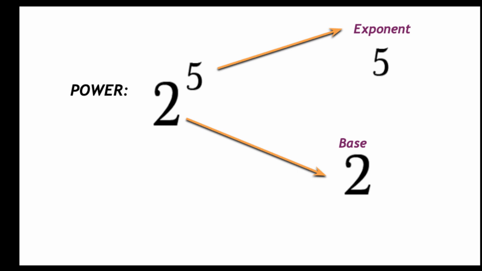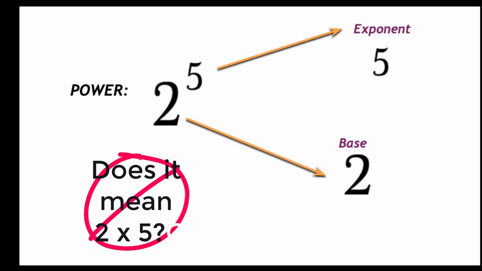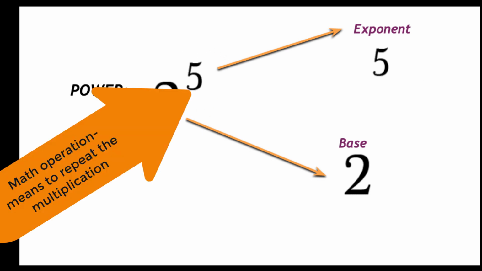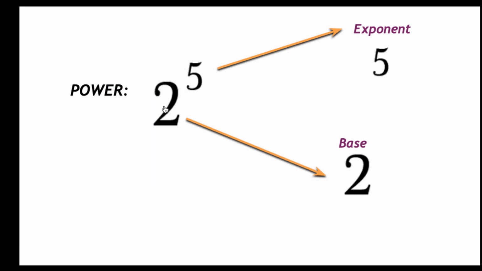But we're missing a part. What does this mean? What does 2 to the 5th power actually mean? Does it mean 2 times 5? Oh no. That is the biggest mistake that we make when we see exponents and we hear 2 to the 5th power. Exponents are a math operation. They represent repeated multiplication. The exponent tells you how many times your base is used as a factor.